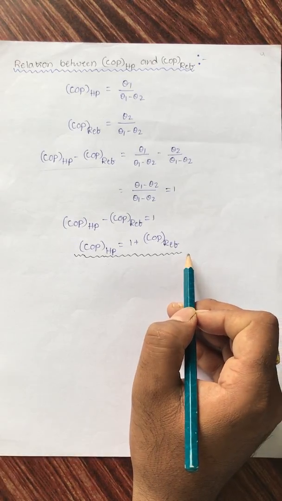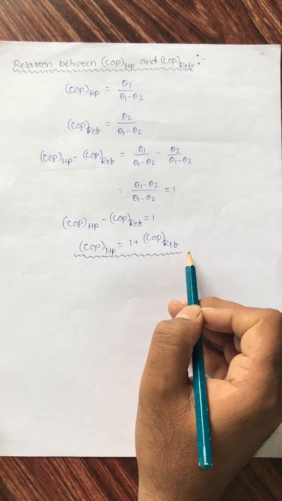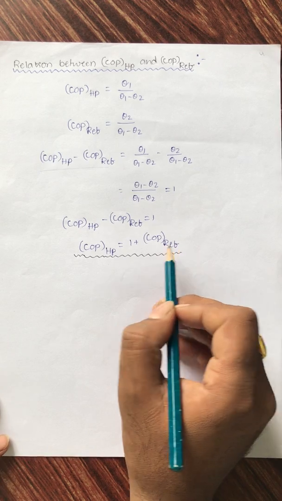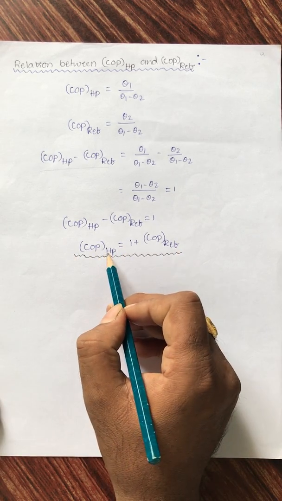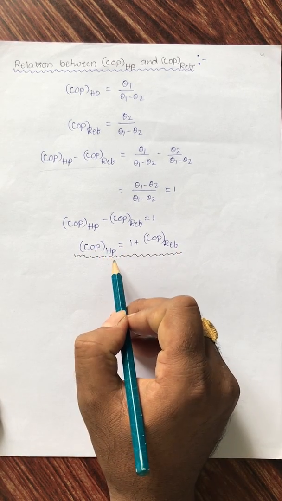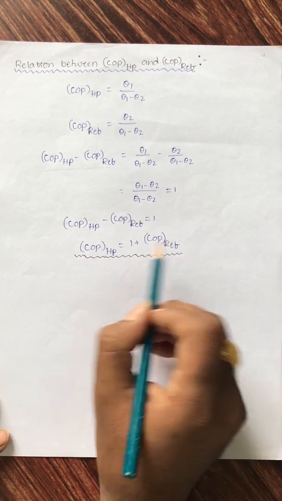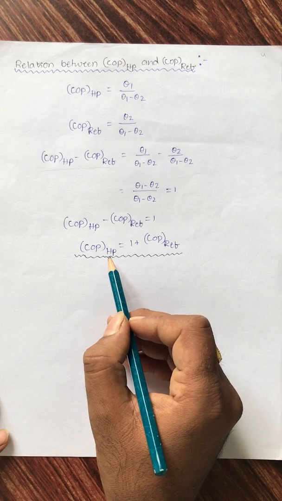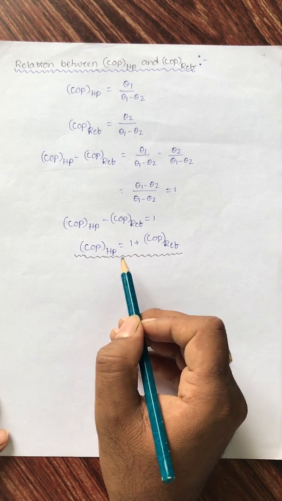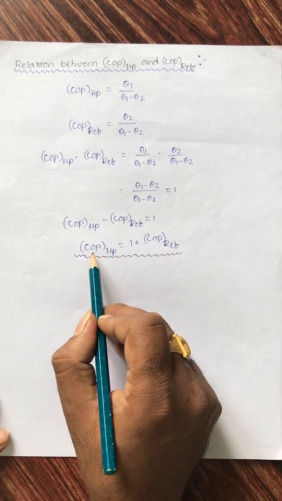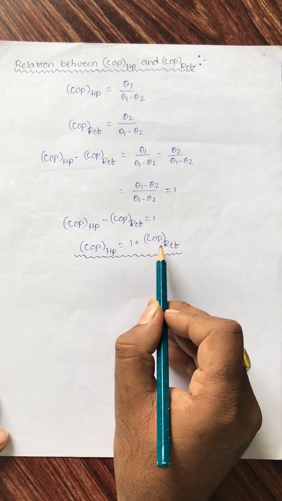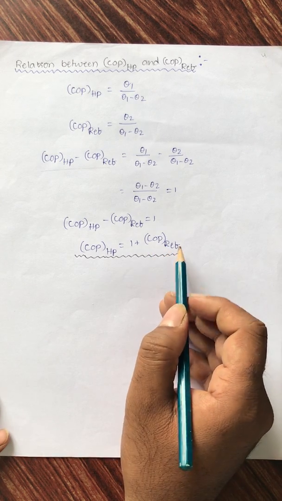In some problems, they will definitely give you one COP. They may give you COP of heat pump as 4. Then they will ask you to find the COP of the refrigerator without giving any data. Then they will ask directly, COP of refrigerator is how much. Then it is simple: this is 4, then automatically this is 3. COP of refrigerator is 3, you can answer directly.